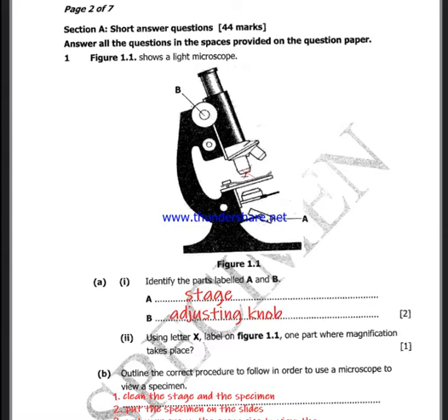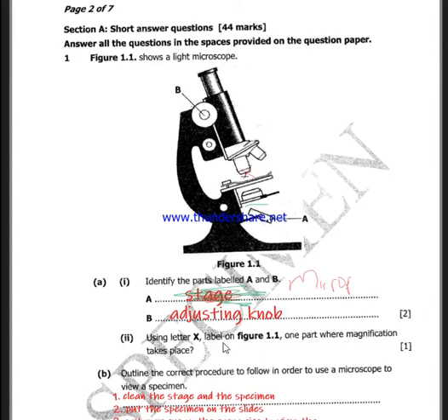So you have that part. Part A was not supposed to be the stage, it was supposed to be the mirror. So this part is a mirror, not a stage. Apologize for that. B says adjusting knob, which is there. You can see that B is actually the adjusting knob.